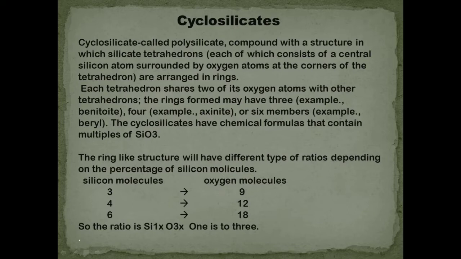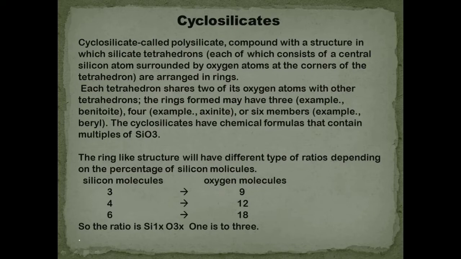To form a ring-like structure, each tetrahedron shares two of its oxygen atoms with other tetrahedrons. For example, benitoite has three tetrahedrons that connect together to form a ring-like structure. For four tetrahedrons, there is axinite. For six, there is beryl.